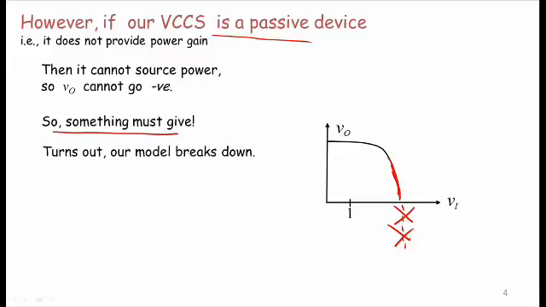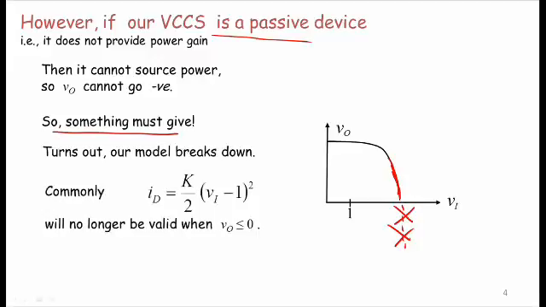And it turns out that our model breaks down. You recall the model that we had. Our model for the dependent source was that the current was some function of VI. ID was related to VI squared, and I said this was true when VI was greater than or equal to 1 volt.